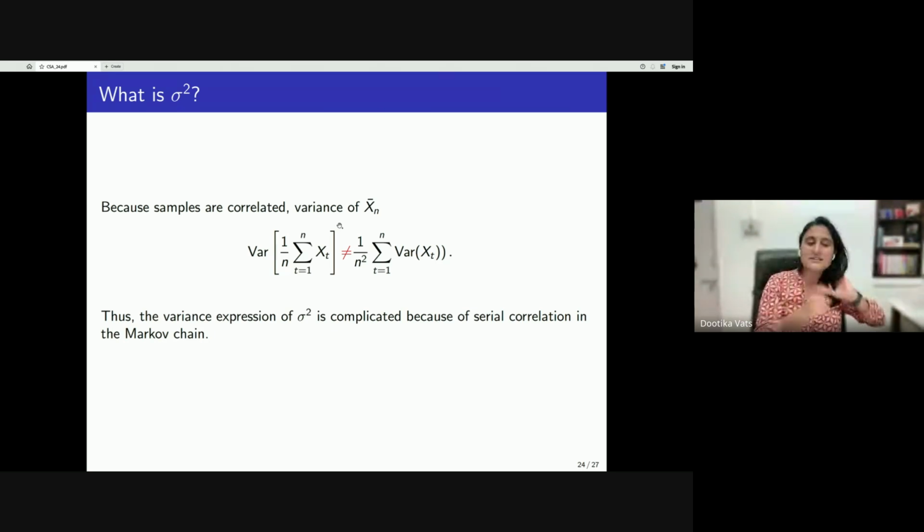That's also because there is all sorts of pairwise and serial correlation in my Markov chain. So I need to be able to really understand and assess that. And that's actually one of the areas I work in for my research: what does this variance look like, and how can I estimate it?